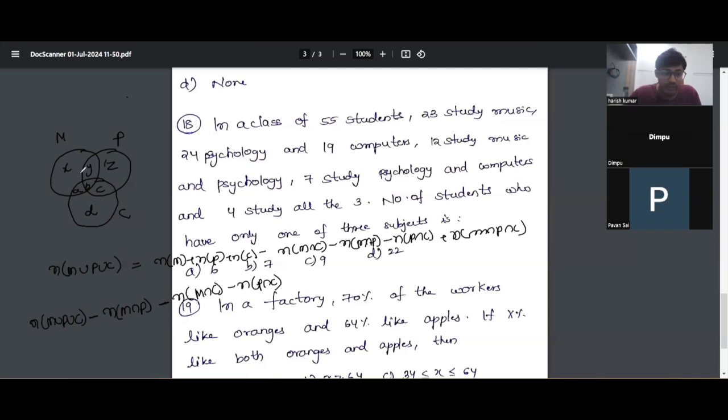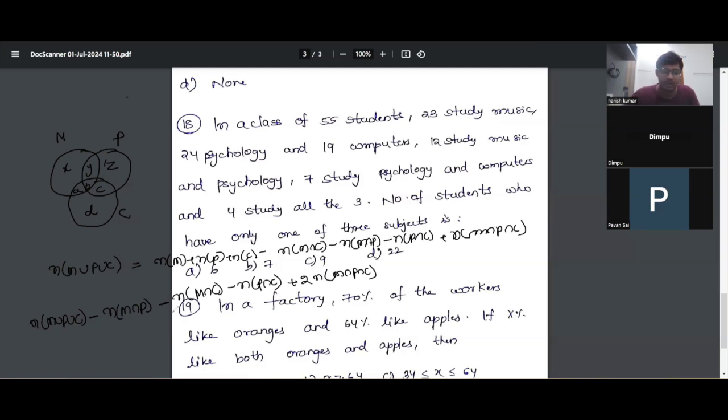ఓకే, ఇప్పుడు ఎన్నిసార్లు సబ్ట్రాక్ట్ చేశాను? ఈ బి అన్నది 3 టైమ్స్ సబ్ట్రాక్ట్ చేశాను. ఇందులో ఒకసారి, ఇందులో ఒకసారి, ఇందులో ఒకసారి. కానీ దాన్ని ఎన్నిసార్లు సబ్ట్రాక్ట్ చేయాలి? ఒకేసారి సబ్ట్రాక్ట్ చేయాలి. సో వాట్ ఐల్ డూ ఇస్ ఐల్ యాడ్ ఇట్ 2 టైమ్స్, దట్ ఈస్ 2 times n of m intersection p intersection c, right?